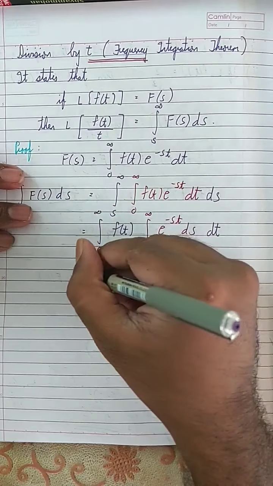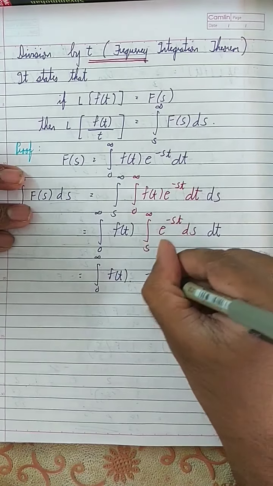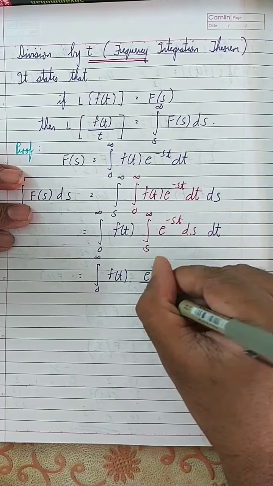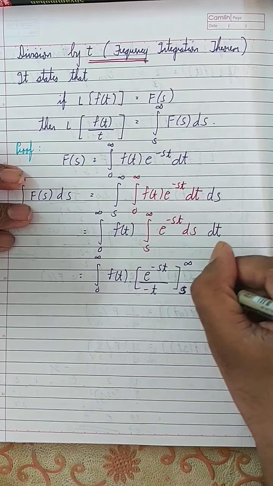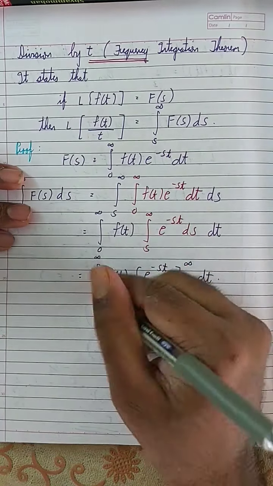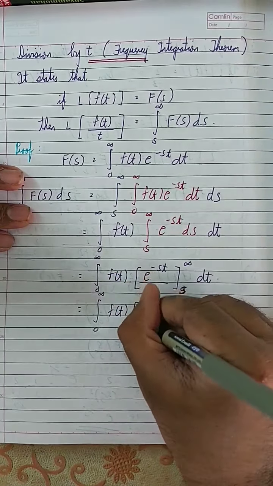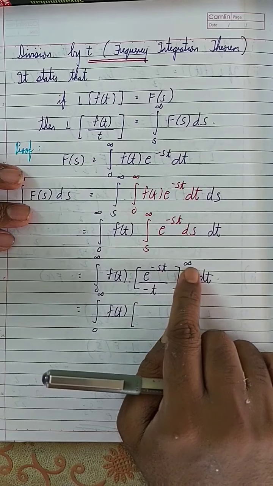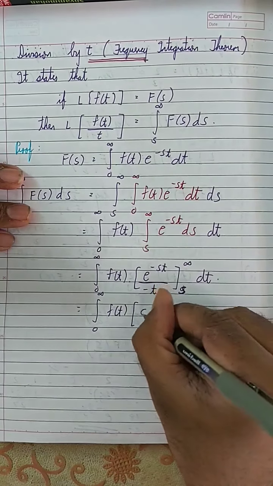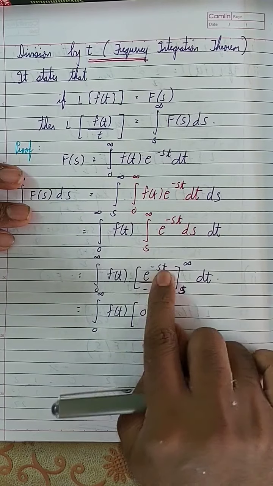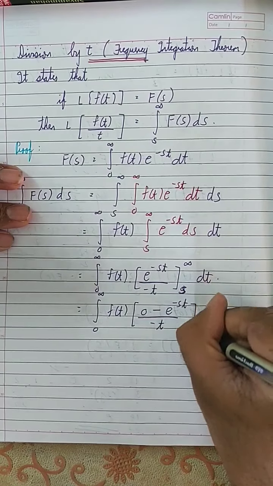So what is the integration of this? This can be written as from 0 to infinity f of t into e raised to minus st by minus t, and the limit is from s to infinity, dt. This is equivalent to integral 0 to infinity f of t into, if I substitute the value of s with infinity, it will become e raised to minus infinity, which is 0, right? So it will become 0 minus, now if I replace s with s, it will be e raised to minus st by minus t dt.